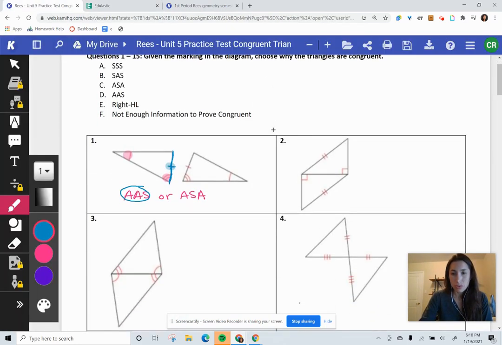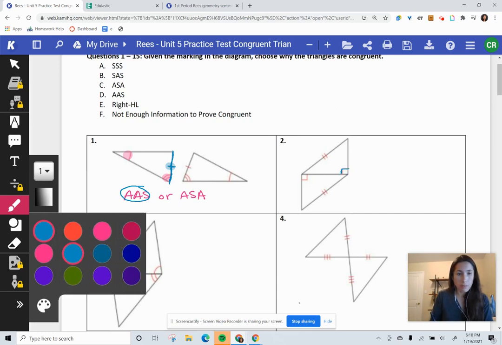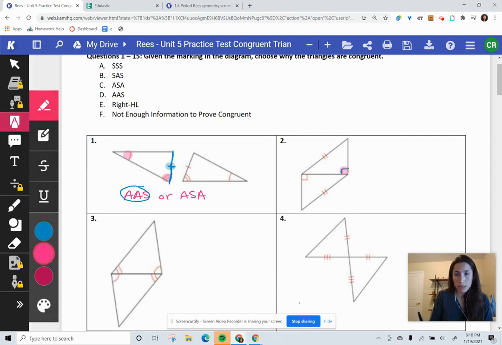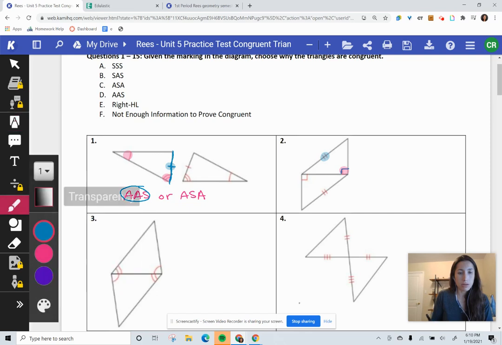Okay, so question 2 here, we've got a right angle, a right set of congruent angles. I'll mark that with pink. Then we've got our congruent side marked here. These triangles also have that shared common reflexive side, so I'm going to add a side marking here for that as well.